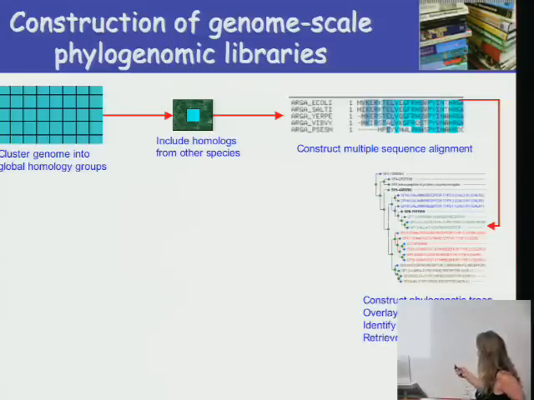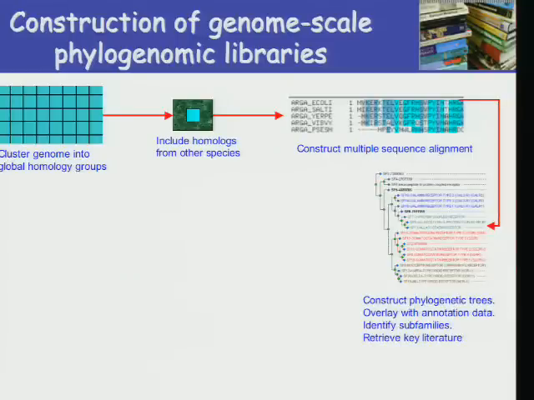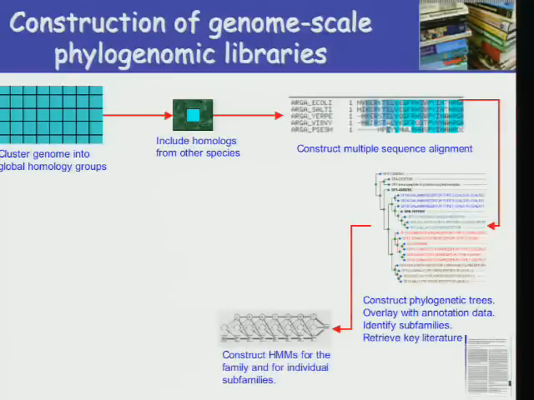From that alignment, we construct a phylogenetic tree. We overlay the tree with experimental data. We identify subfamilies. And we retrieve biological literature. We construct statistical models called hidden Markov models for the family and for individual subfamilies.